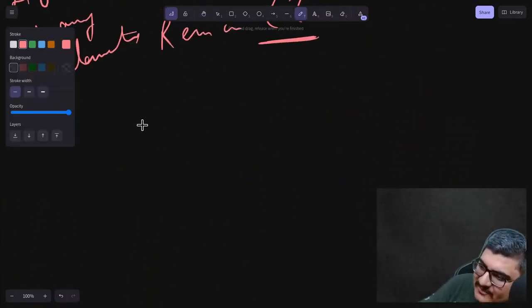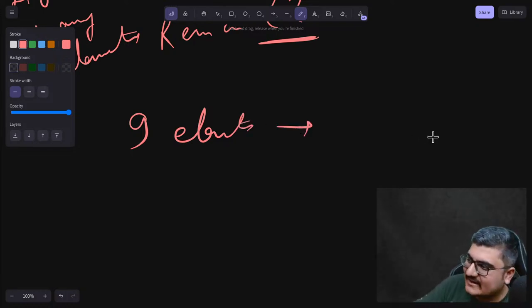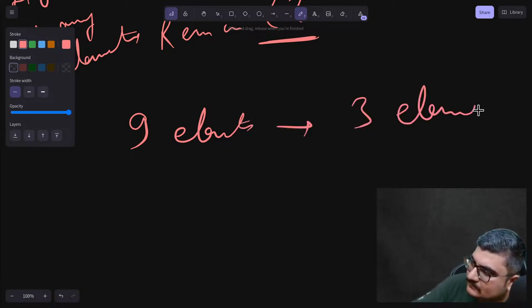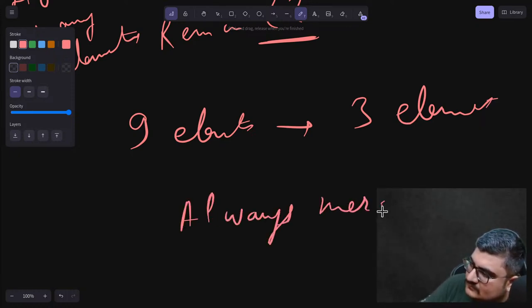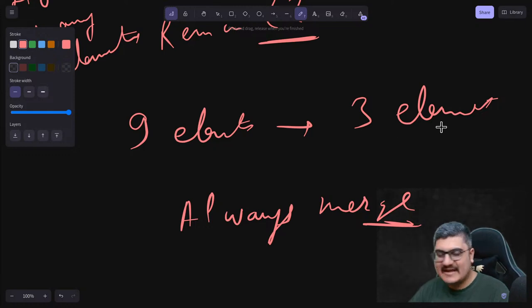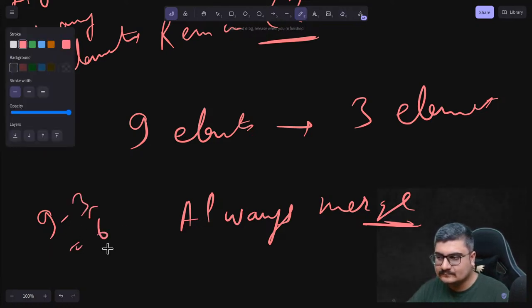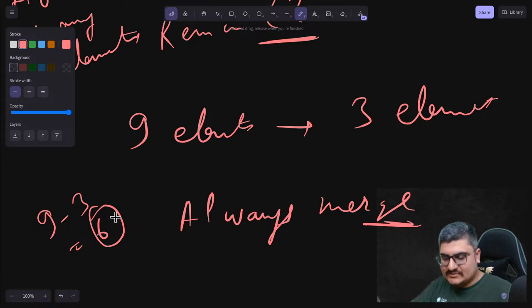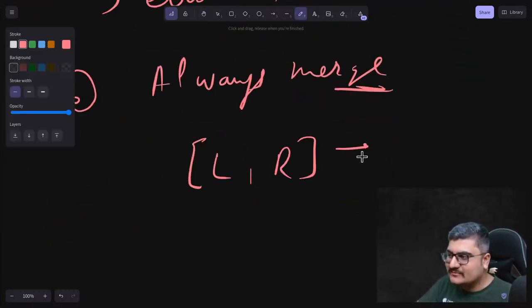So if I start from, let's say, 9 elements, and I always merge and I get 3 elements, then what is the number of operations I have done? If I start from 9 elements, I always merge and I have 3 elements left, then you can see the number of merge operations I have done is 9 minus 3, which is 6. So what I am trying to do is, for L to R, find what is the maximum number of palindrome each subarray I can get.